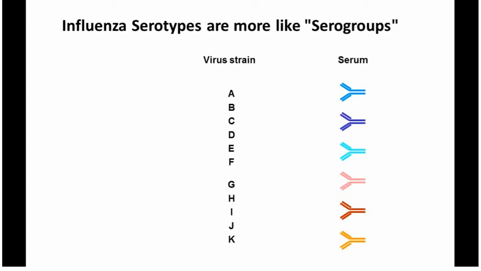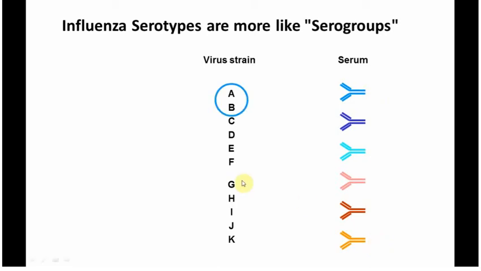And going back to what are influenza serotypes? Really, they're kind of more like serogroups, okay? So imagine you've got a panel of virus strains that have been isolated from different people or at different times. And then you've got a bunch of sera that come from people who have all been infected with influenza. So you know that there's going to be some influenza-specific antibodies present in these sera. And you're going to test which viruses can be neutralized by these different sera.